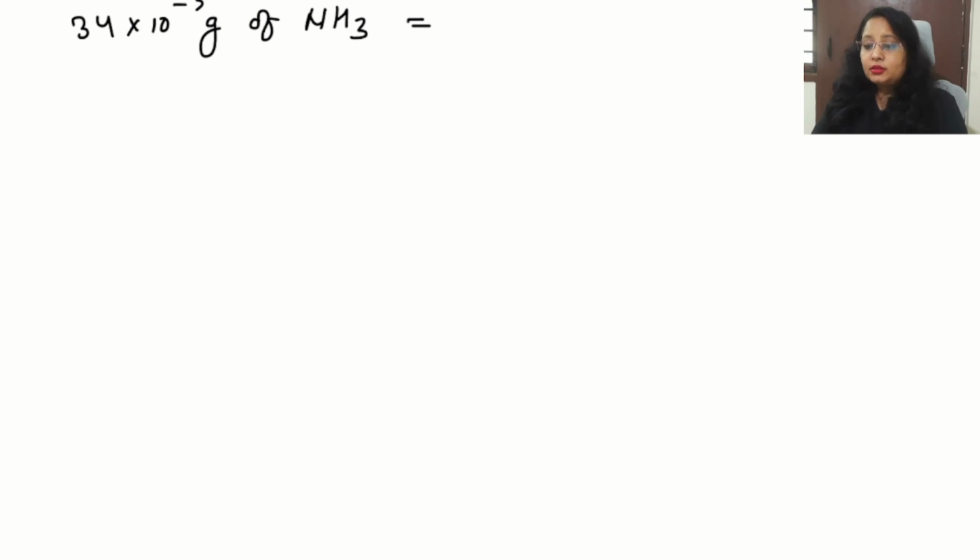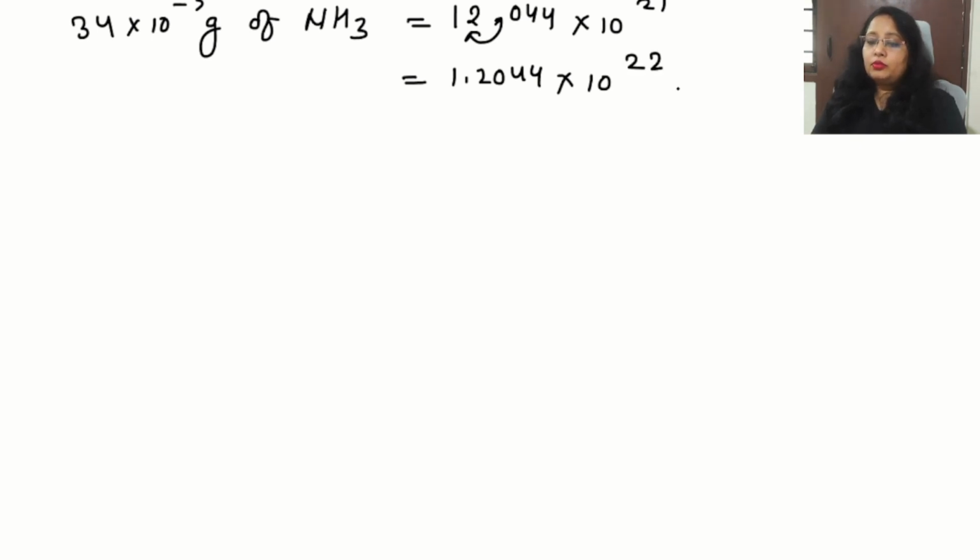After multiplication, we will get the answer here, that is 12.044 into 10 to the power 21. So we can write it in a more appropriate way, 1.2044 into 10 to the power. Now moving leftward means adding 1. So it is becoming 22 protons. So we have the answer. 34 milligram contains this much proton.